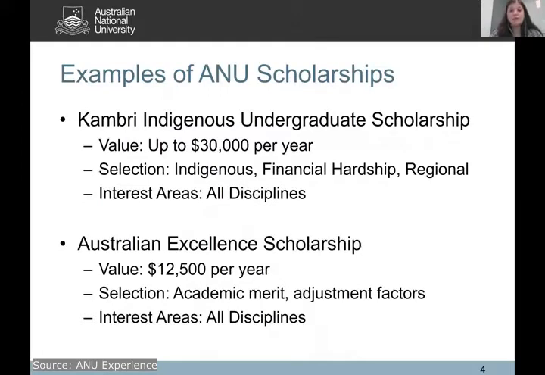I wanted to show you some examples of scholarships we have available at ANU. One of our big name scholarships is the Cambry Indigenous Undergraduate Scholarship. This is quite a large scholarship. It does encompass more than just money. It is run by our colleagues over at the Jabal Indigenous Center, and the value is up to $30,000 per year. Now, eligibility is of course Indigenous, but selection may be a range of factors, including financial hardship and regional status, and it doesn't matter what program you're studying.